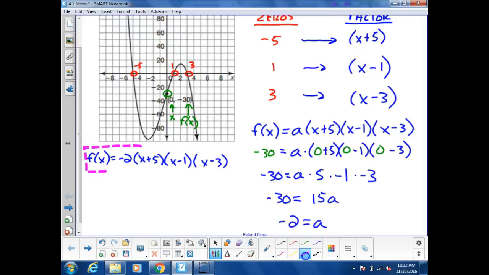Now, I am cool, Kruger is cool, with leaving it like that. If we asked you, though, to write the polynomial function, this is a factored function. If we ask you to write the polynomial function, then you'd have to multiply it out. But if we don't ask, factored form is just fine.